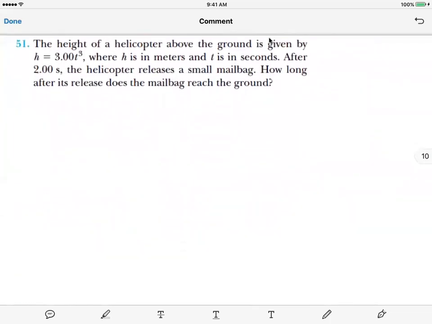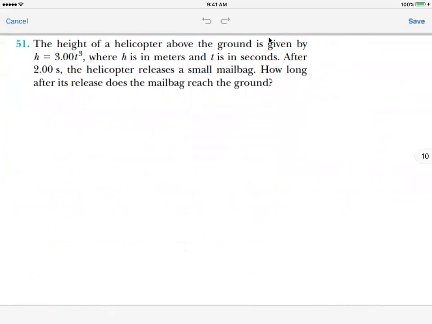This is problem 51. Let us read the given. The height of a helicopter above the ground is given by h equals 3t cubed, where h is in meters and t is in seconds.